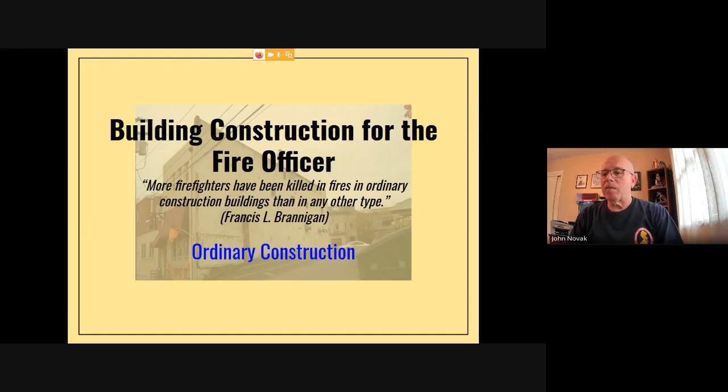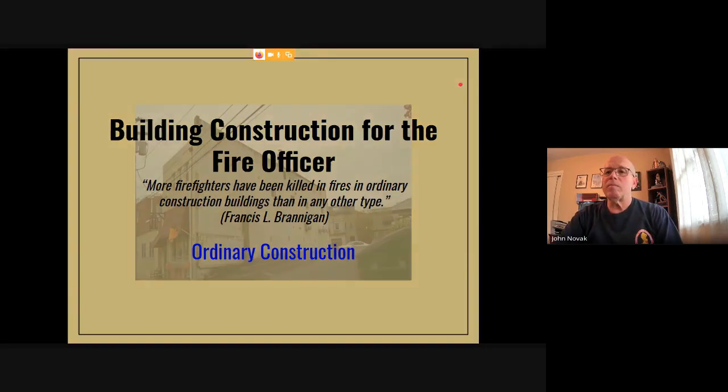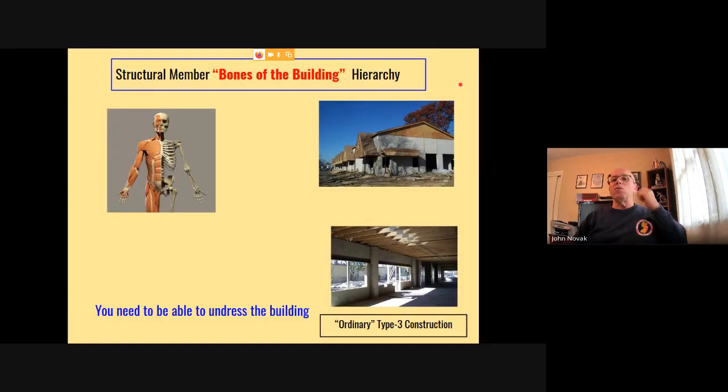Now, I think, at least from my experience, with the exception of wood frame, the majority of fires and buildings that we have in our response areas could be ordinary type 3 construction. So going back to my other part 1 and part 2, I'm keeping the same theme here that we need to look at the bones of the building. Okay, we need to undress the buildings that we're responding to and attempt to get an idea of what kind of construction we're dealing with.